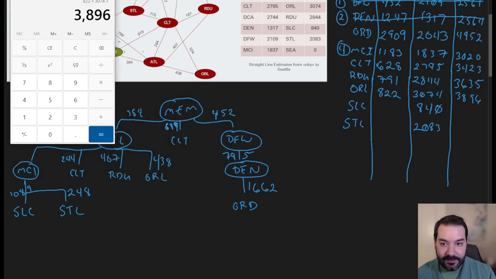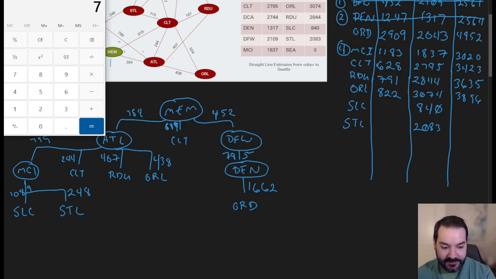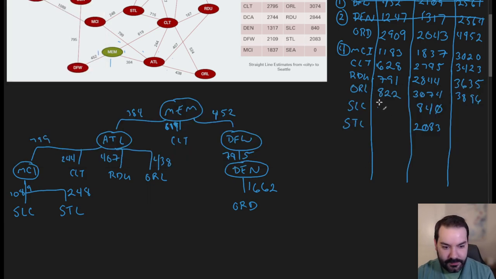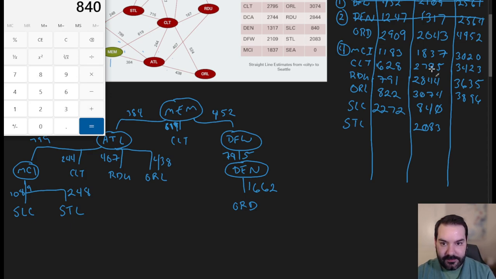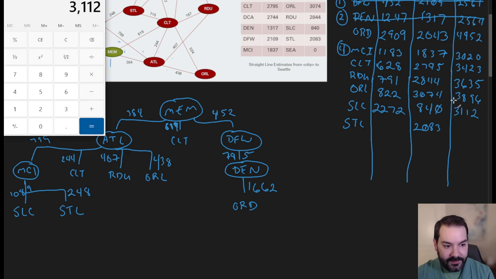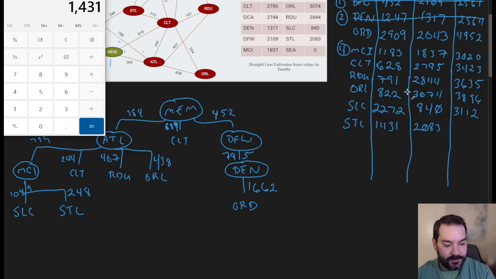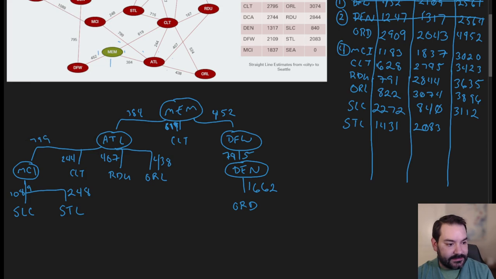Okay, so Salt Lake City, again, busting out the calculator. Let's do the maths. Gonna shrink it up just a little bit so I can see everything at once. 384 plus 799 plus 1089, 2272 plus 840, 3112. St. Louis was 384 plus 799 plus 248, 1431 plus 2083, 3514.